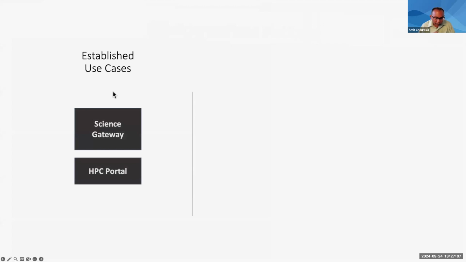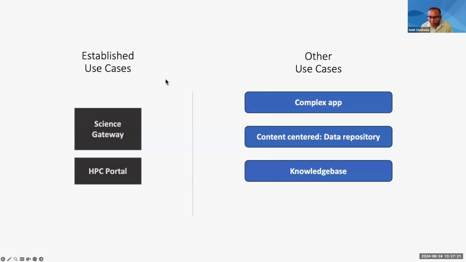Okay, so some established use cases for this sort of framework are science gateways, which we already know, and HPC portals or computing portals. But there are other emerging use cases that we see. There are sometimes fairly complicated applications that require this sort of access, and that requires user management, data management, and control of access to computing and who can do what.